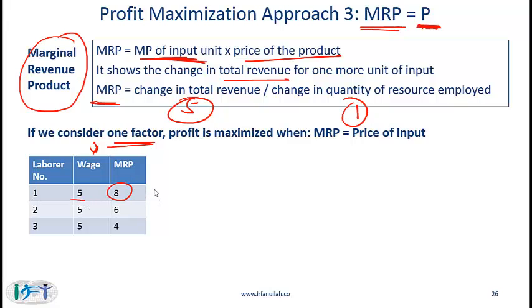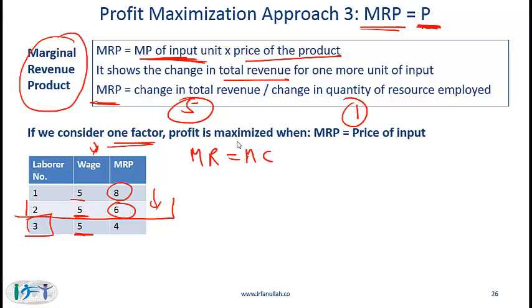What about with the second unit of labor? If the cost is 5, but the additional revenue is 6, then again you keep going. But if you hire the third laborer, here the wage is still 5, but the additional revenue is 4. So this is where you stop. And this should sound a lot like the earlier discussion we had, where we said that the profit maximization point is where marginal revenue is equal to marginal cost. This is another way of looking at the same thing.